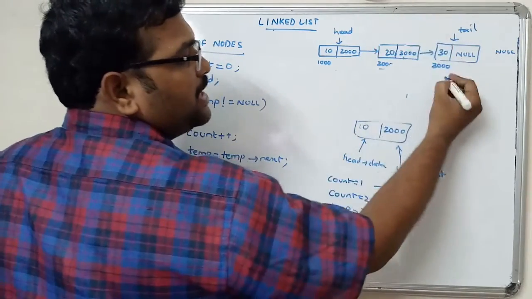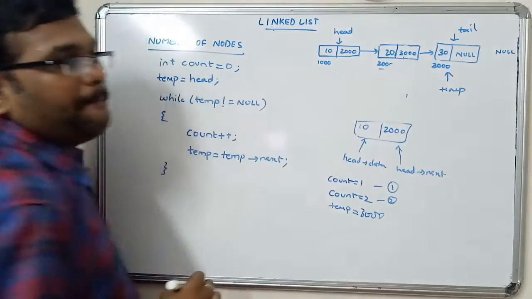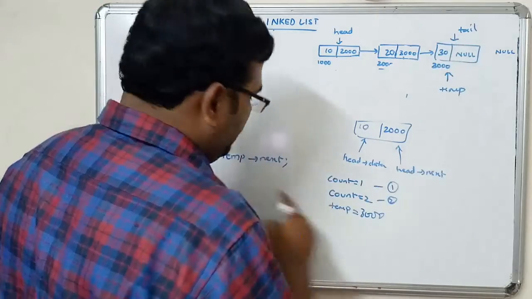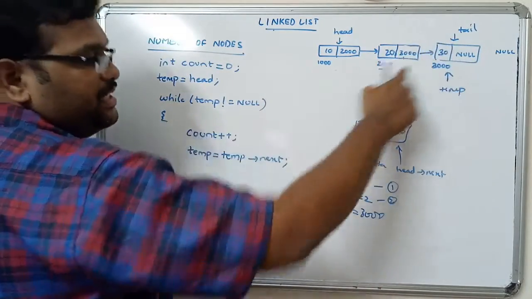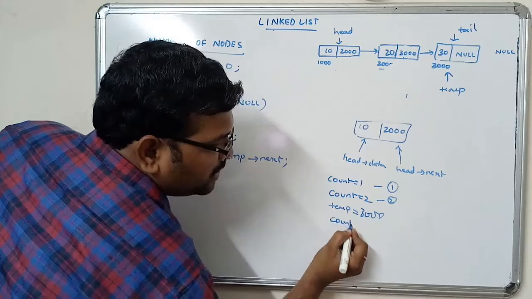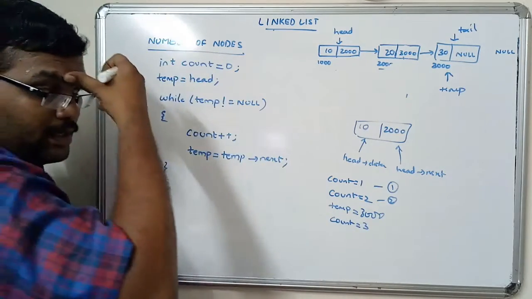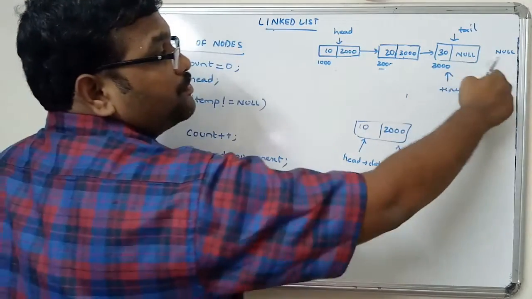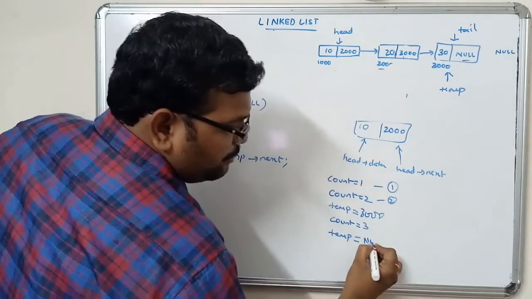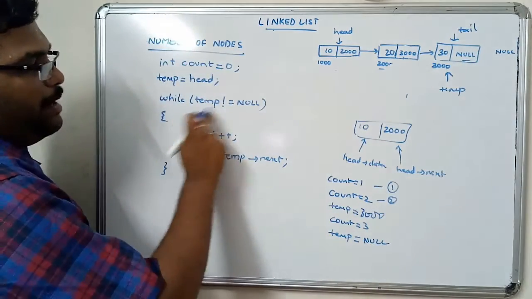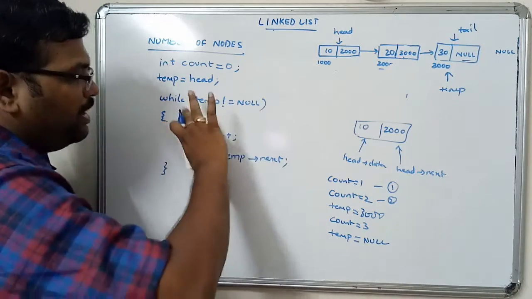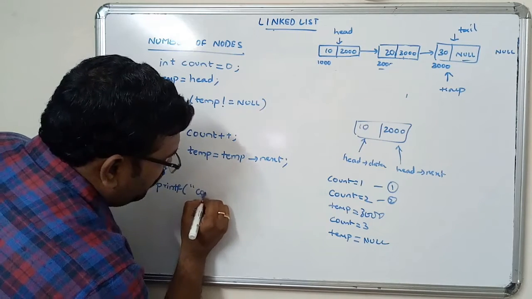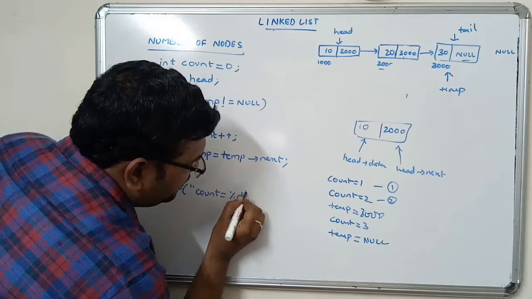Now the temp is assigned here itself, right? Now again, temp not equal to null. Yes, true, because in this node 30 is available. So count plus plus. So now count is equal to 3, right? Again, temp is equal to temp of next. So next means null. That means null. Now again, temp not equal to null. Condition fails. Automatically it will exit from the loop. Here we can write the printf statement. So printf count is equal to %d, count.